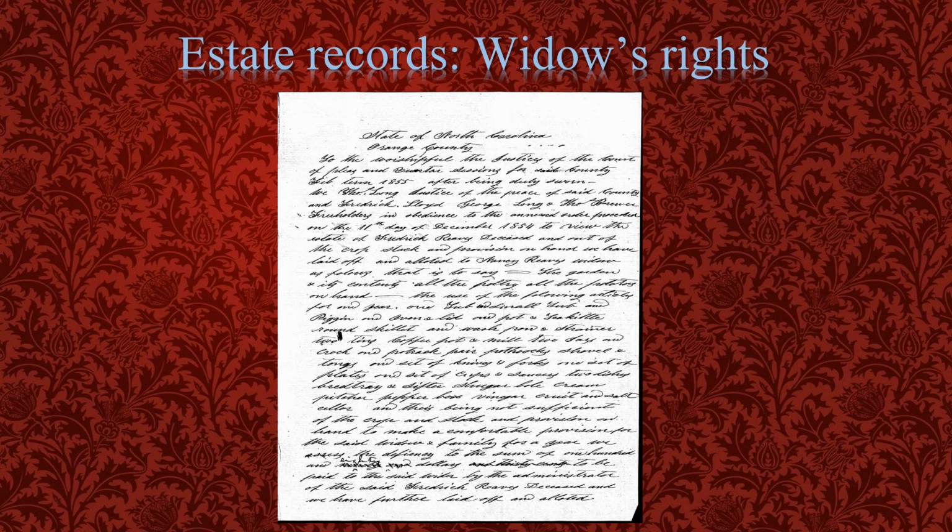Now these records that you're looking at illustrate Nancy Reeves' application for her year's support and dower lands after her husband Frederick Reeves died in 1854 in Orange County, North Carolina, without a will, or intestate. Her portion of the land is described in detail as it was laid off to her.